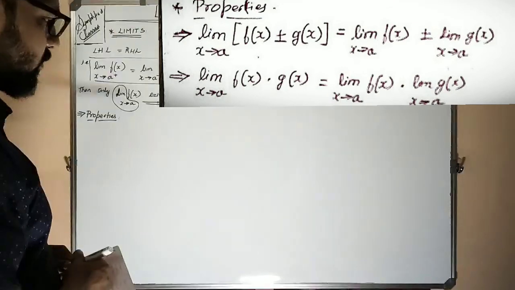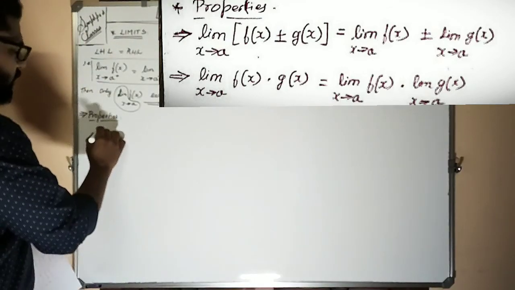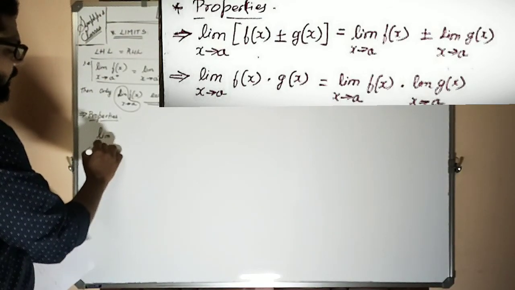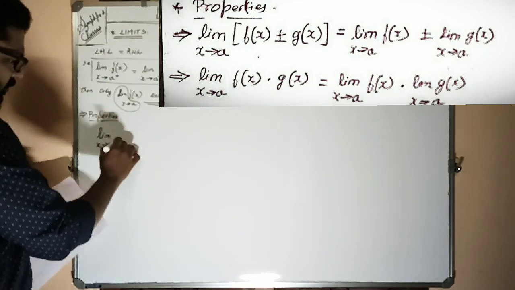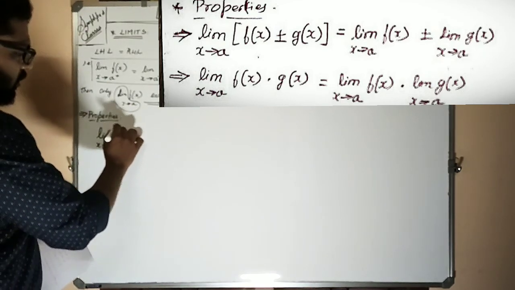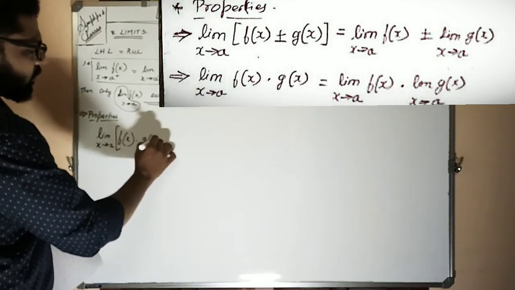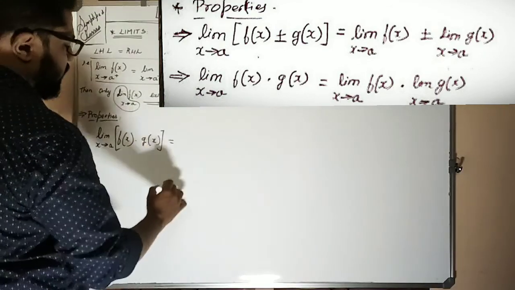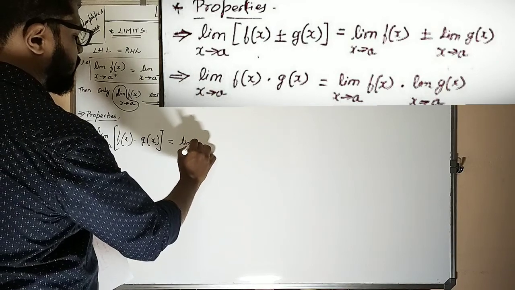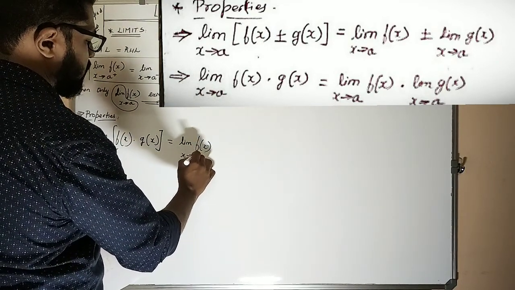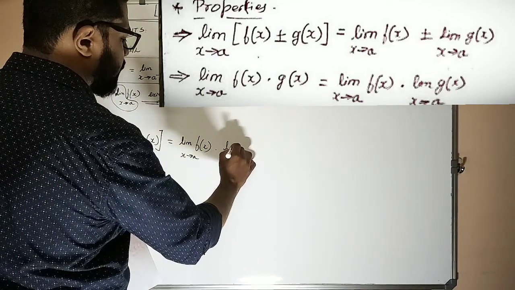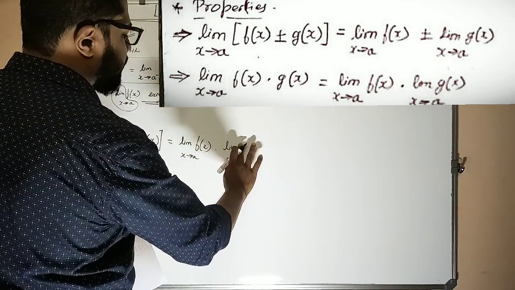Okay, so that is also similar. I can just write it once. Limit of x tending to some value a, whatever it might be, of f of x, imagine product g of x, is equal to limit of f of x, the first function, product of limit of g of x, the second function.